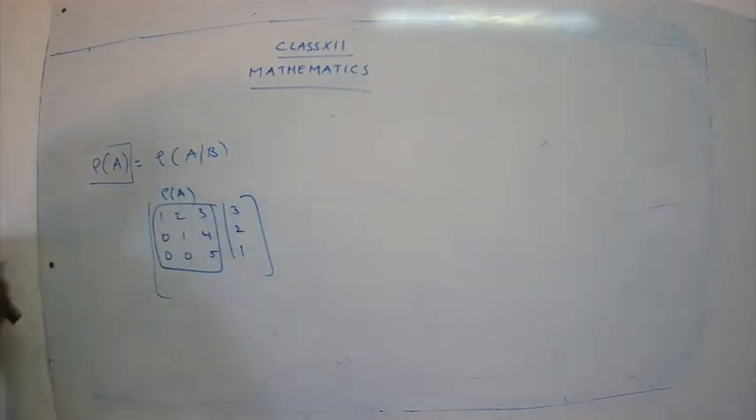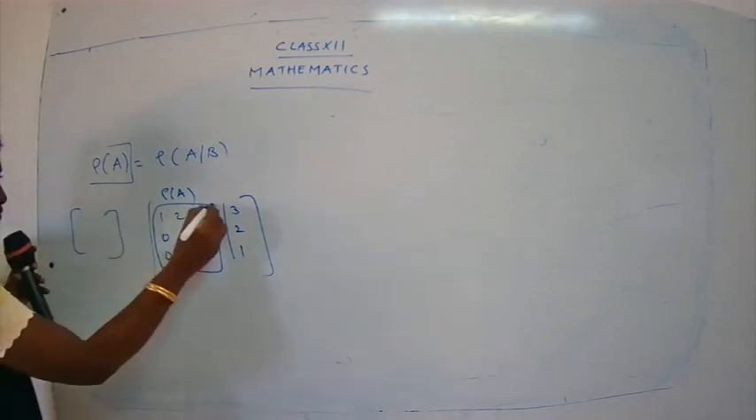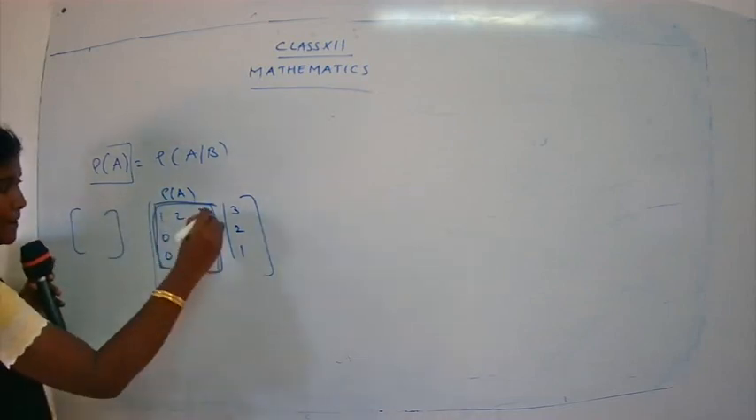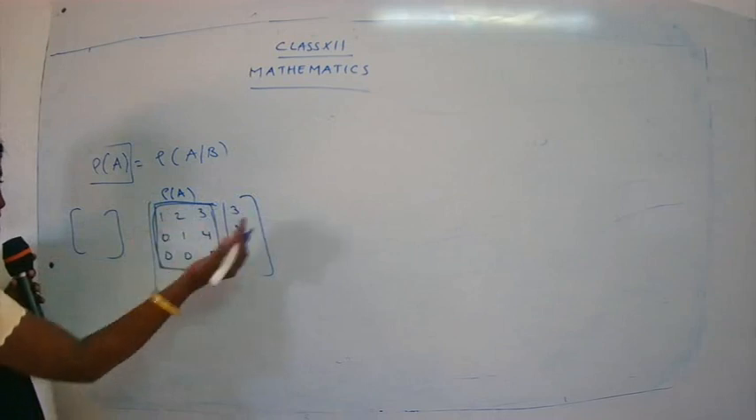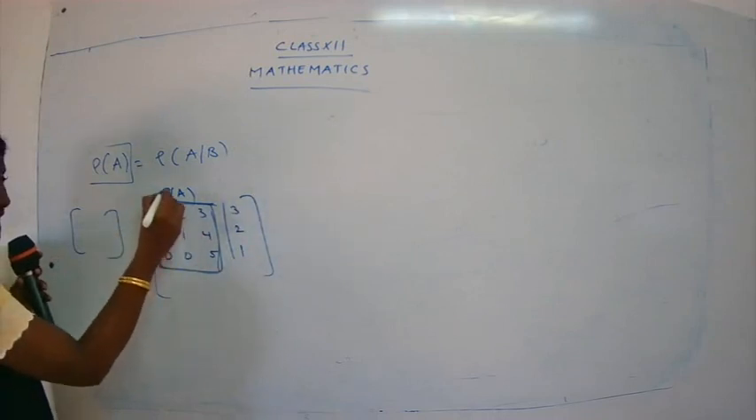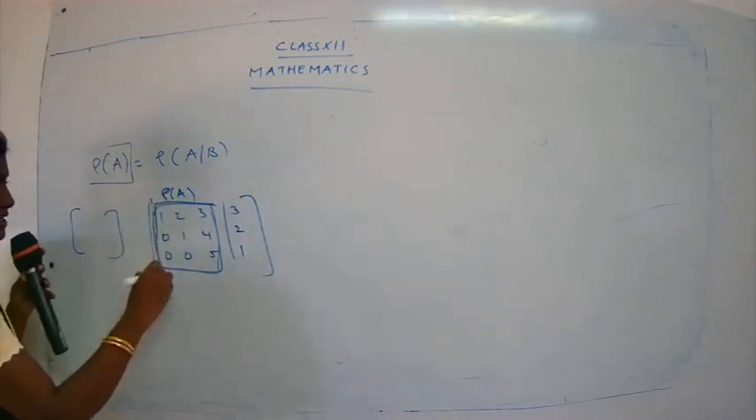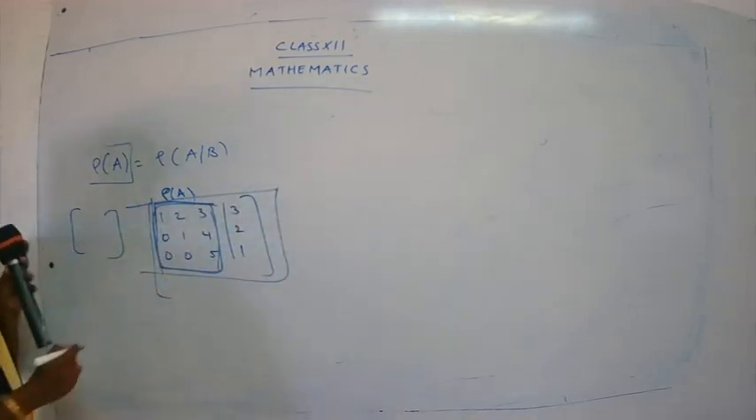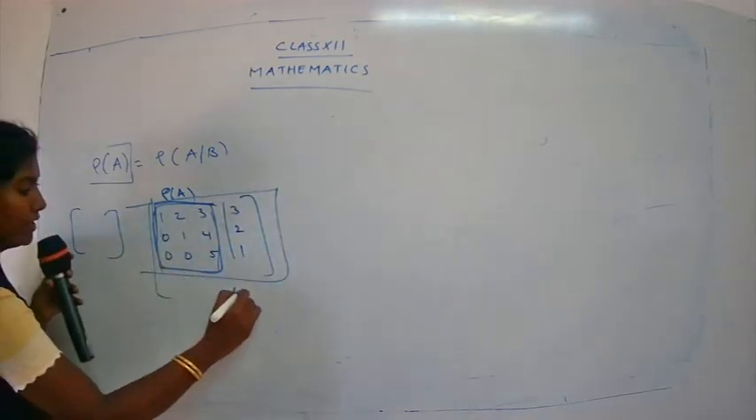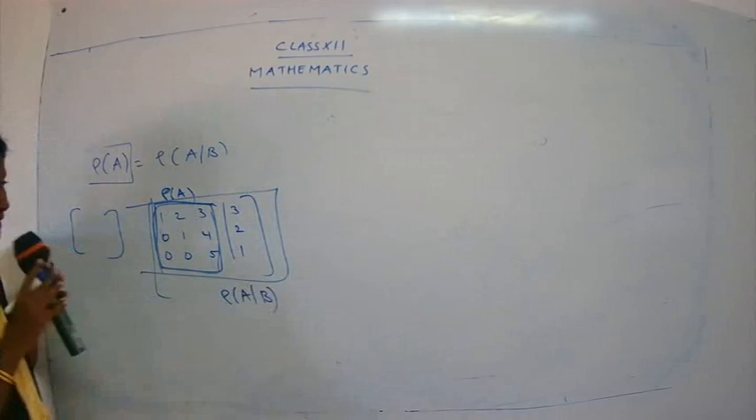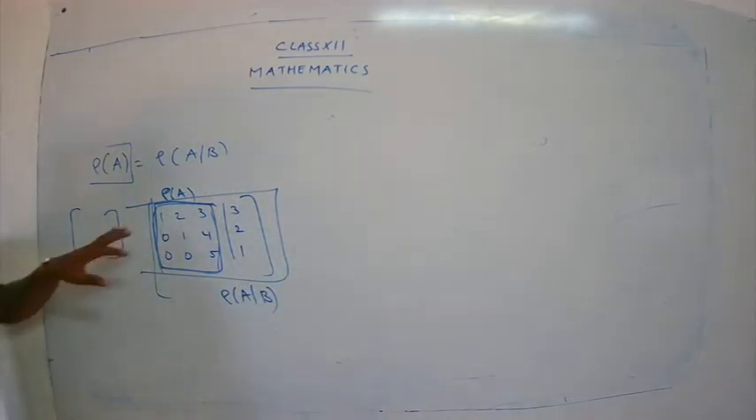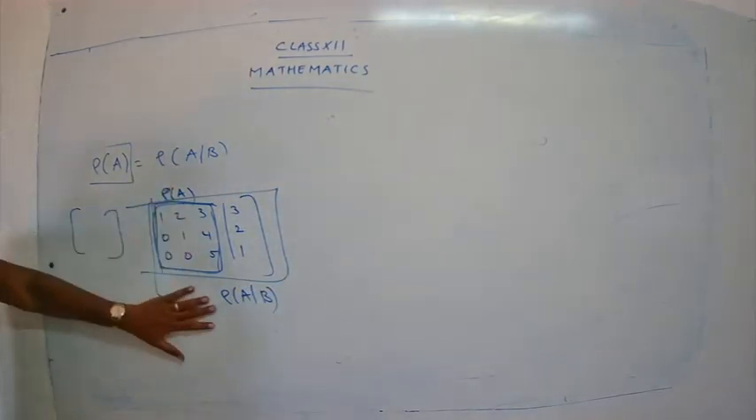See, this is the augmented matrix. When you consider this part, the part before the augmentation, that is the rank of A. And when you consider the whole part, it's called the rank of AB. Are you getting the point, children? So how to find rank A and how to find rank AB?